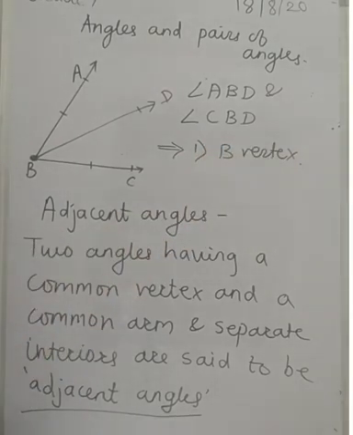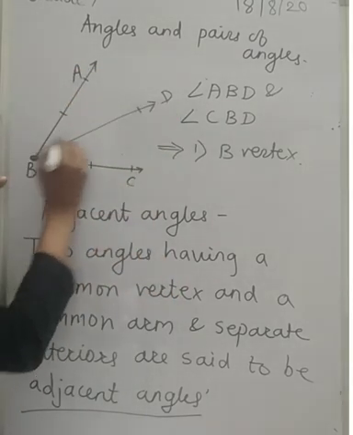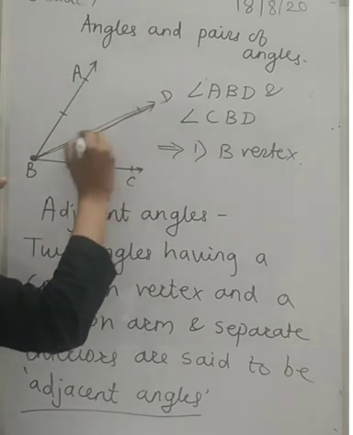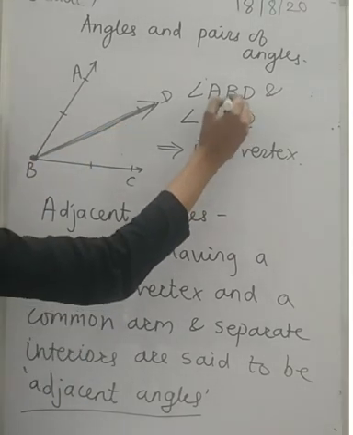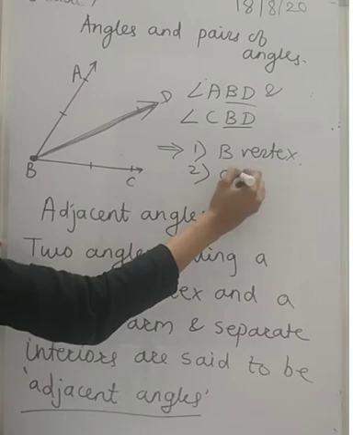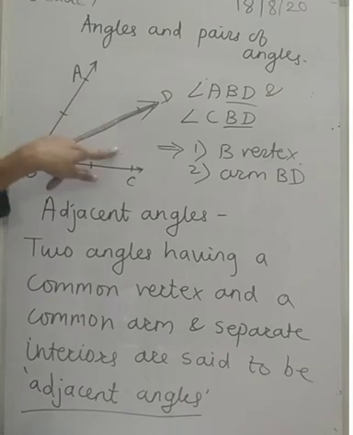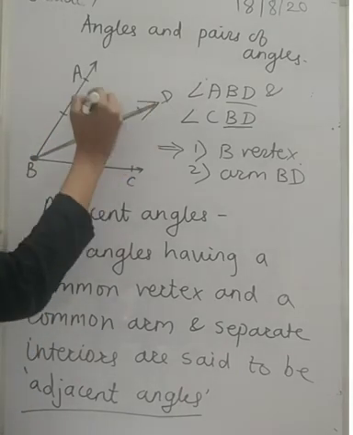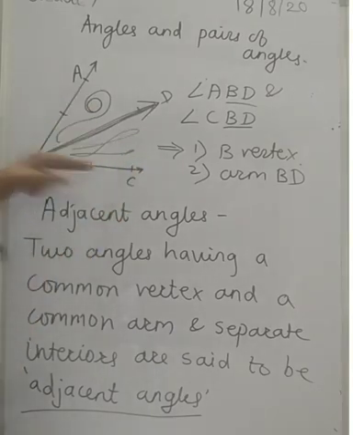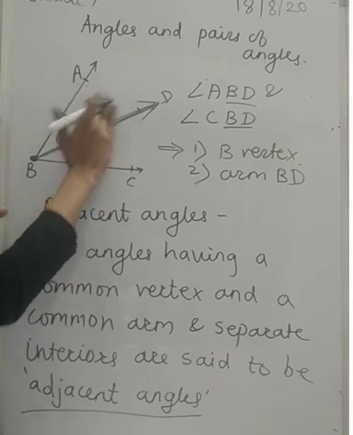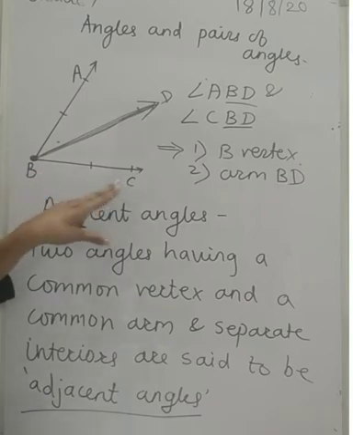And then one common arm. ABD, CBD. Can you observe this? This BD is common here. This arm BD is the common arm. And the interiors are separate. This angle has this much interior and this angle has this interior. Both the interiors of these two angles are separate, hence these two angles are adjacent angles.